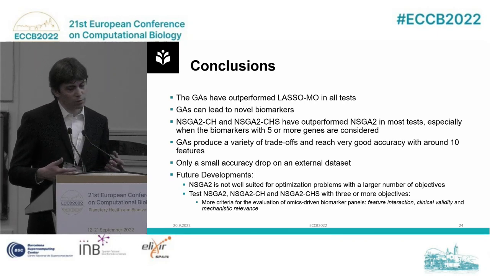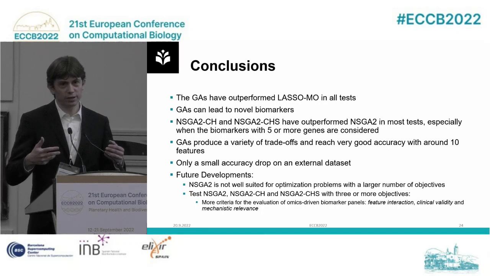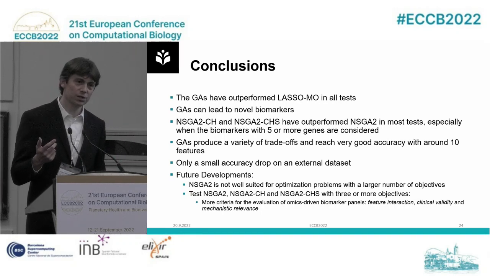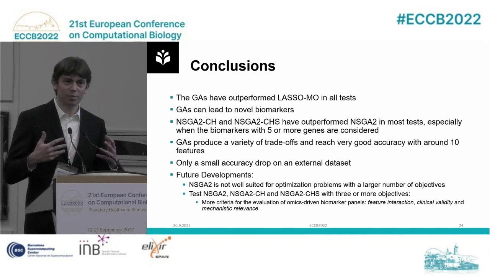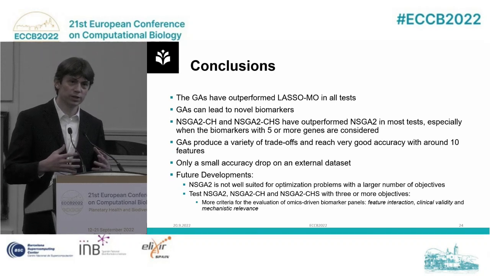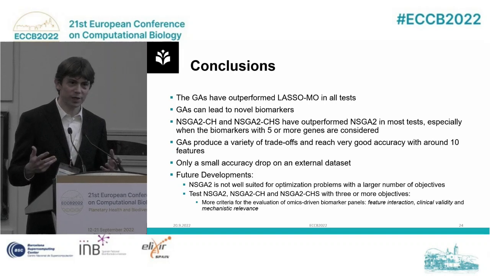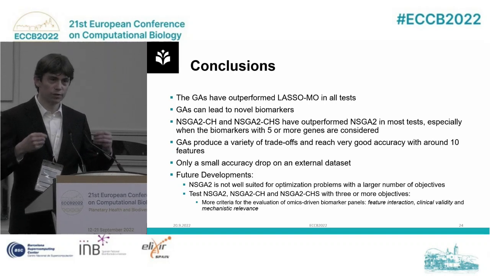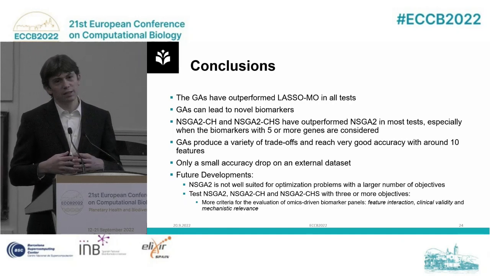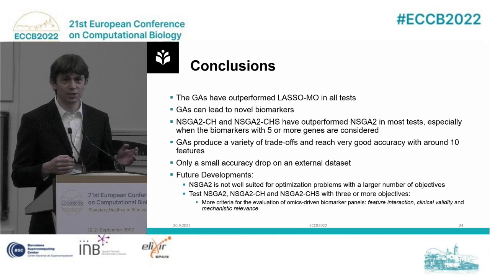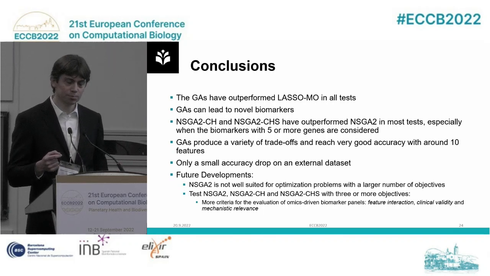And well, about future developments, it might be interesting to add also other objectives. Now we have two objectives, but it can be interesting to add other objectives to the problem. Like, for example, objectives that are derived by molecular networks, so trying to take into account the mechanistic aspects of what is happening. And also, we can consider the prognostic value of the biomarkers, for example, by taking into account the survival.